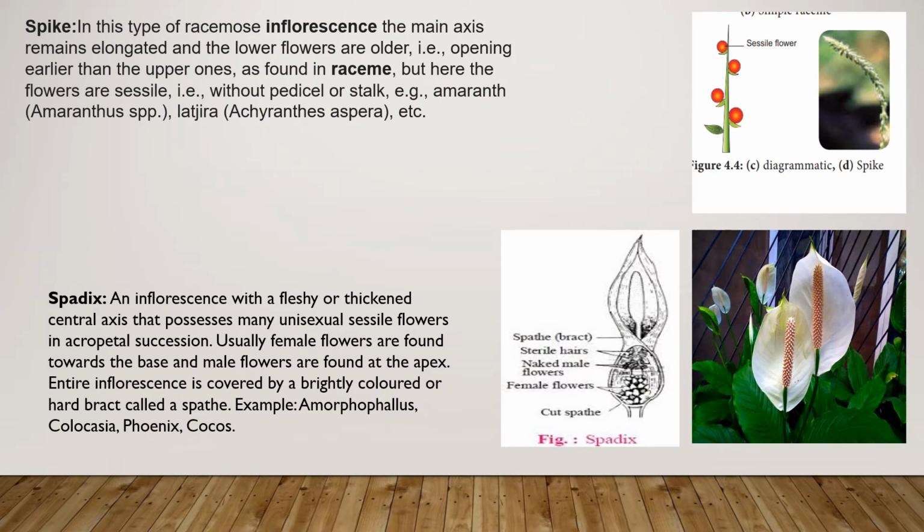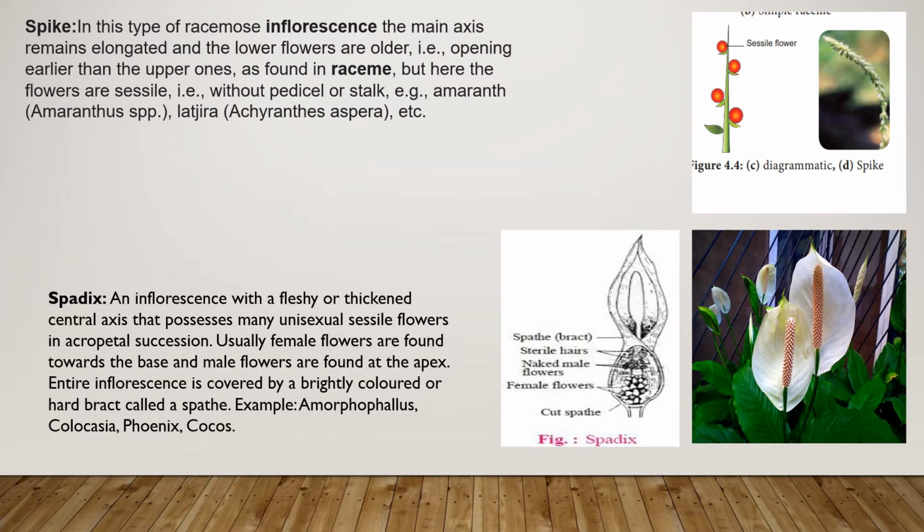The second one is the spike inflorescence. In this type of racemose inflorescence, as you can see in the figure, the main axis remains elongated and the lower flowers are older, opening earlier than the upper ones, as found in raceme. But here the flowers are sessile, that means without the pedicel or stalk. Examples are Amaranthus species and Achyranthes aspera. And the third one is what we call the spadix inflorescence.